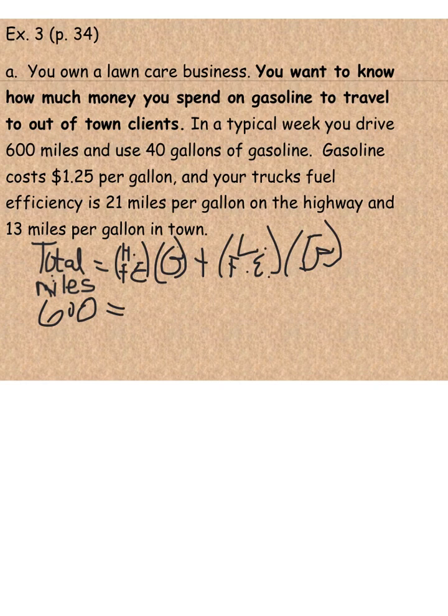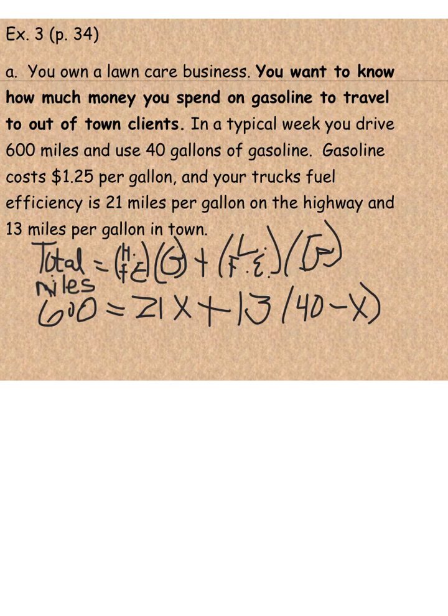Our highway fuel efficiency is 21 miles per gallon. So we'll use 21 times X. We don't know how many gallons we're using, plus our local fuel efficiency, which is 13 miles per gallon. And for this, we'll use the total amount of gallons of gas, which is 40, minus X. Okay, so we'll have X represent the highway gallons, so we'll take the 40 total gallons minus the highway gallons. That'll leave us the local gallons.